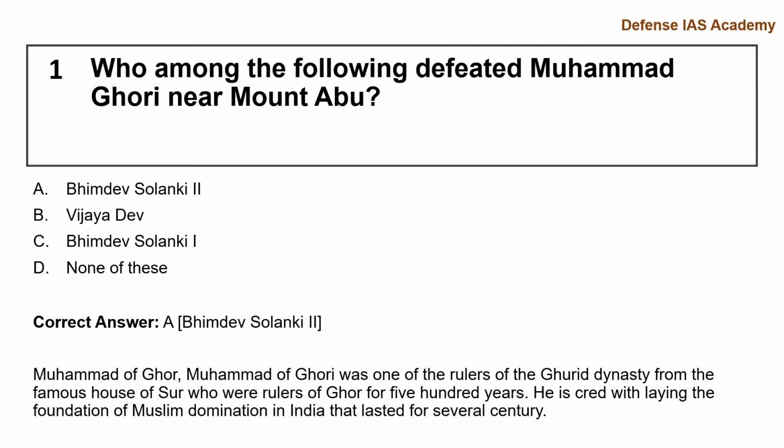Muhammad of Ghori was one of the rulers of the Ghurid dynasty from the famous house of Sur, who were rulers of Ghor for 500 years. He is credited with laying the foundation of Muslim domination in India that lasted for several centuries.